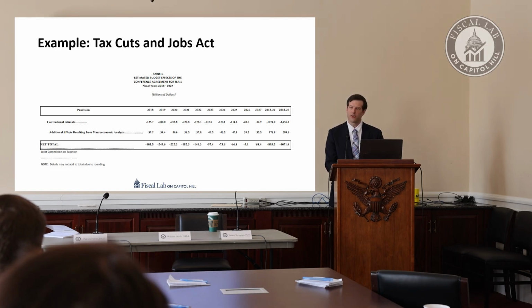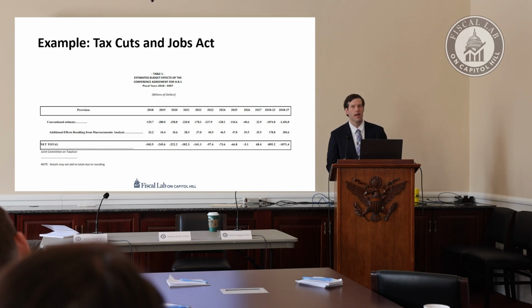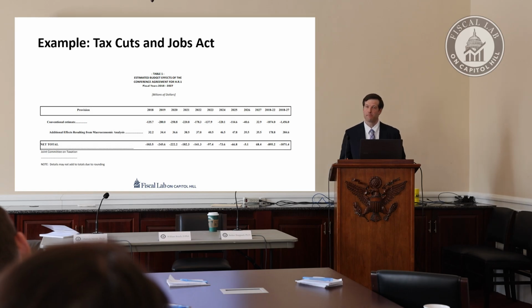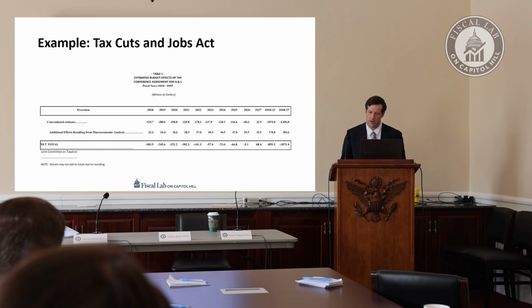They run a baseline version of the economic model, they run an alternative version, and they can tell how much of a difference comes from incorporating these changes in labor supply, changes in investment, changes in capital supply that come from macroeconomic feedback, and they convert that to a dollar figure and just put that in the table. And so you can look at the 10-year numbers here.